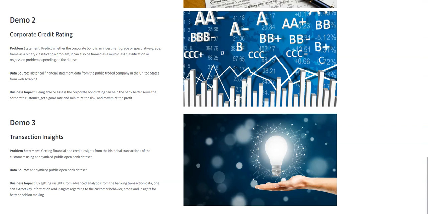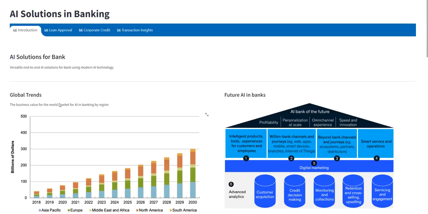So we have an anonymized public open bank dataset. We try to get insights using advanced analytics from the banking transaction data. One can extract the key information and insights regarding customer behavior and credit, for better decision making, such as approving a loan, right, without a credit score. So enough for this background.